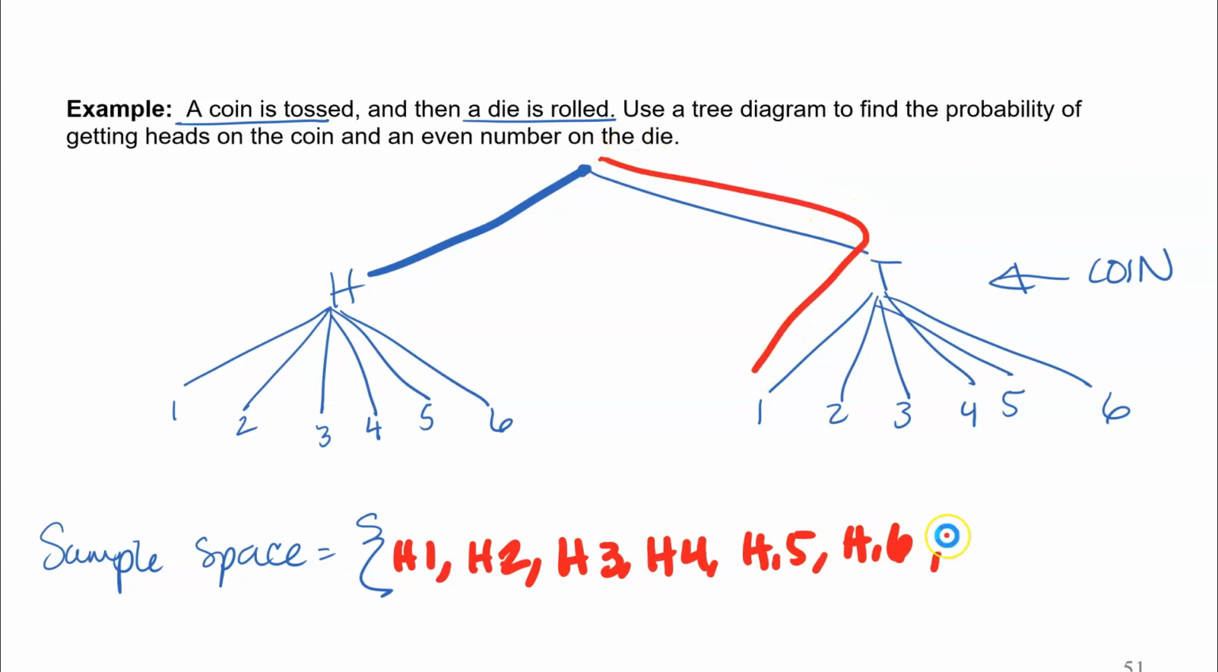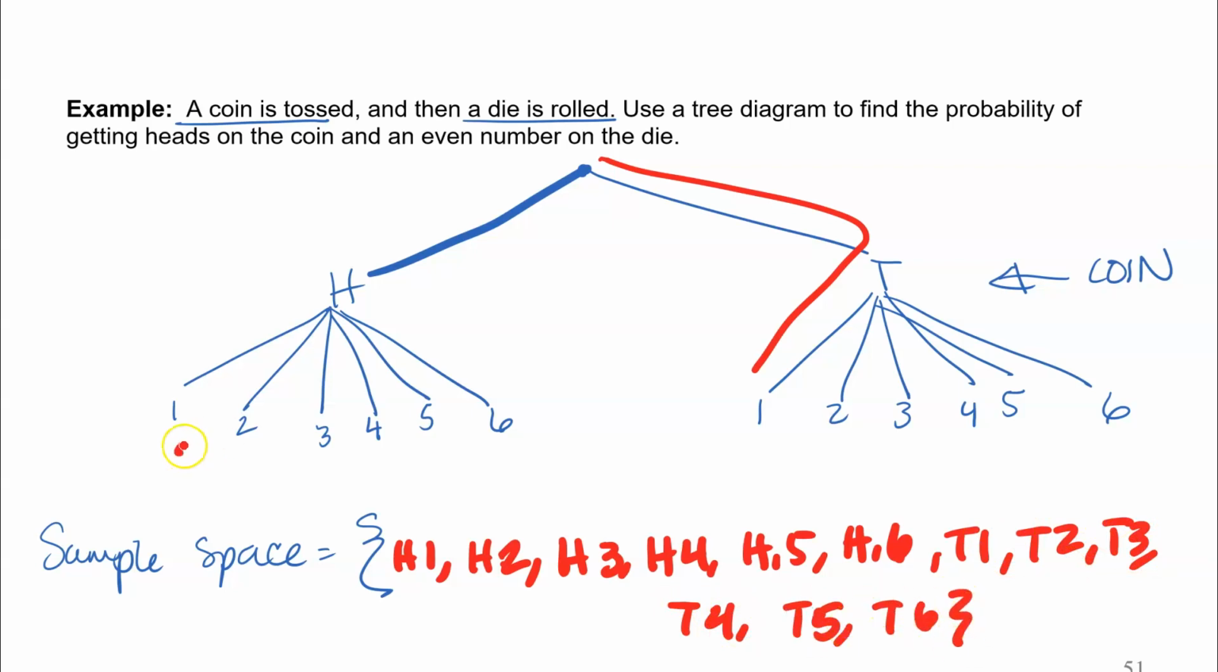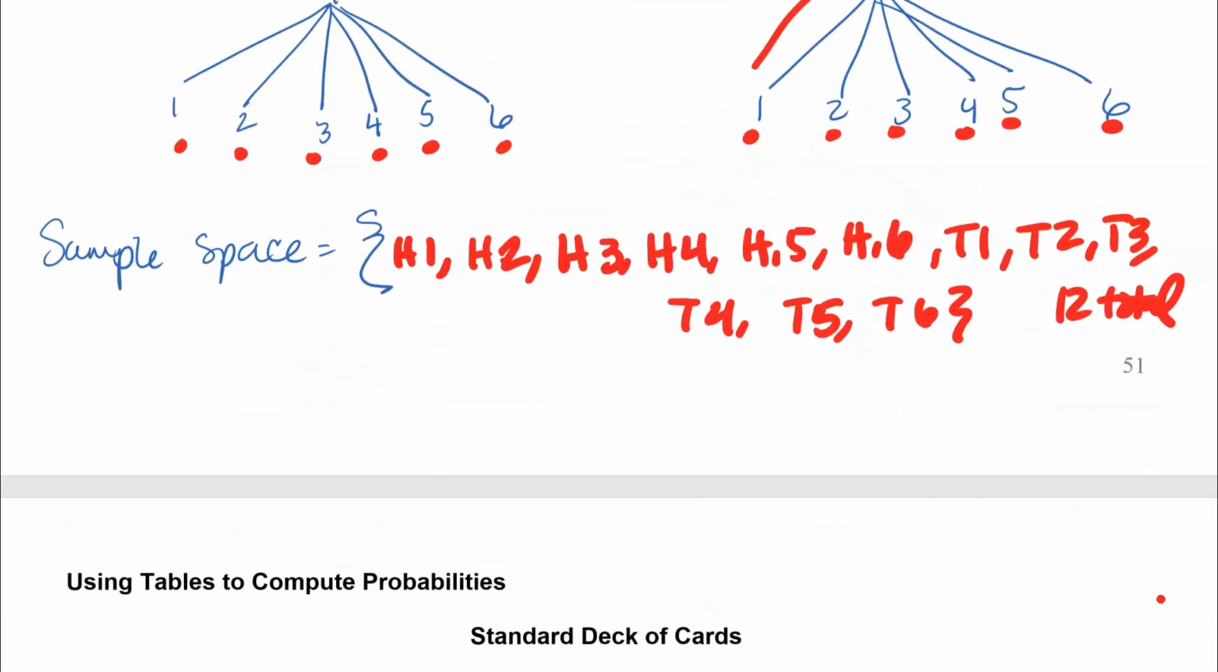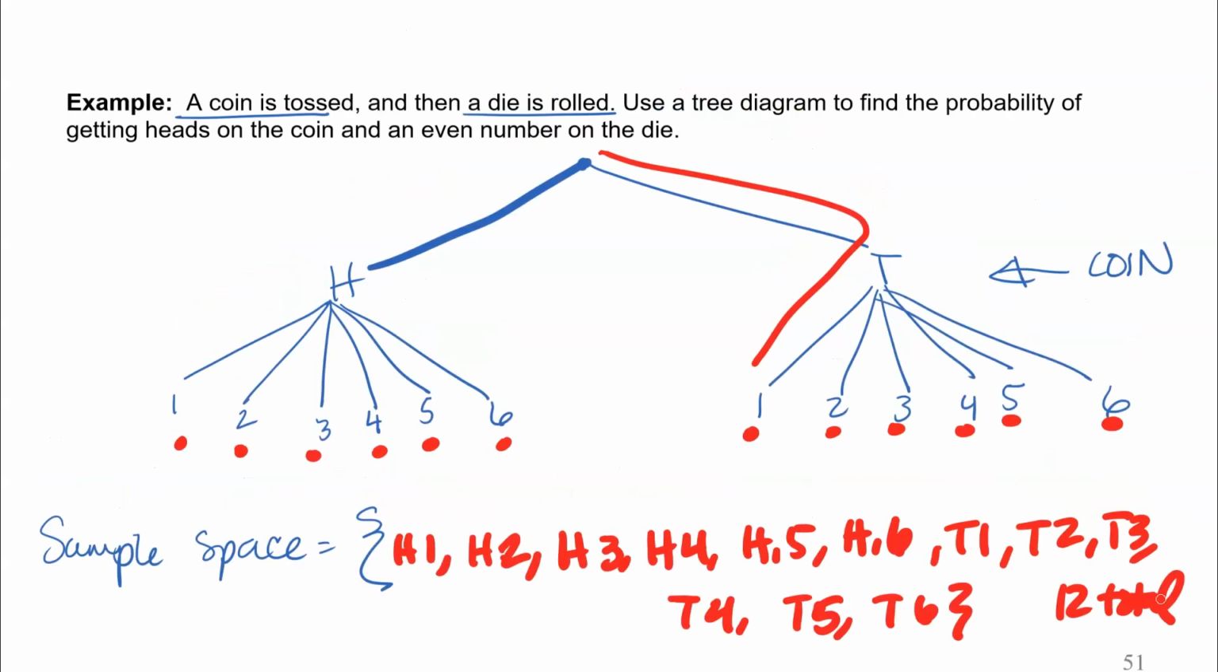So we could get a tail and a 1, a tail and a 2, a tail and a 3, a tail and a 4, a tail and a 5, and a tail and a 6. So it looks like there are 1, 2, 3, 4, 5, 6, 7, 8, 9, 10, 11, 12. So 12 total outcomes. So that helps us answer probability questions.